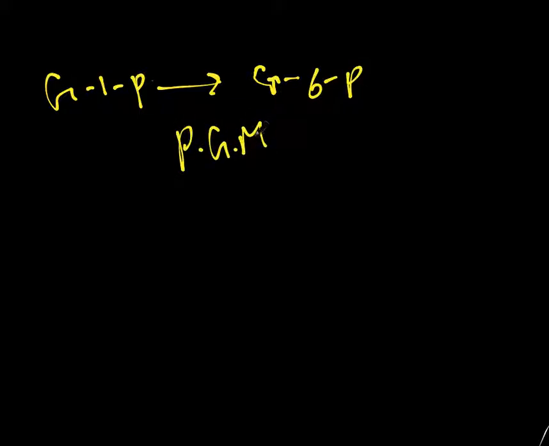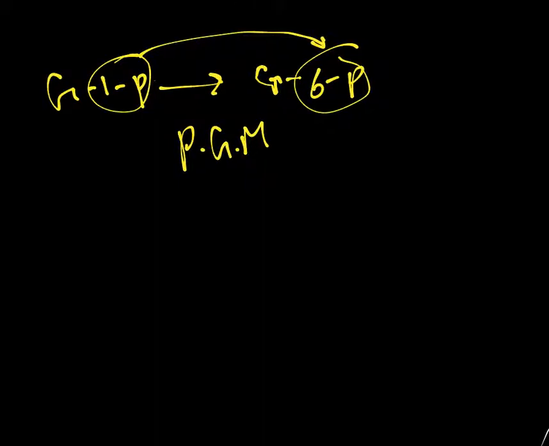What happens when we get G1P, this glucose 1-phosphate? Well, it's going to get converted to glucose 6-phosphate, so we can use it for glycolysis or a number of things. This is going to be done by phosphoglucomutase, PGM. It moves this phosphate on carbon number 1 to carbon number 6.